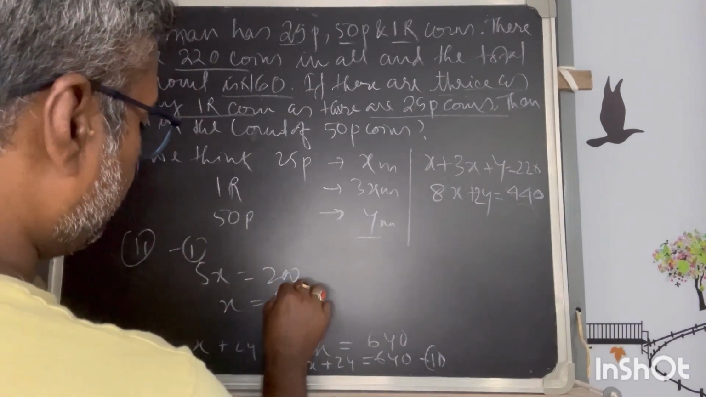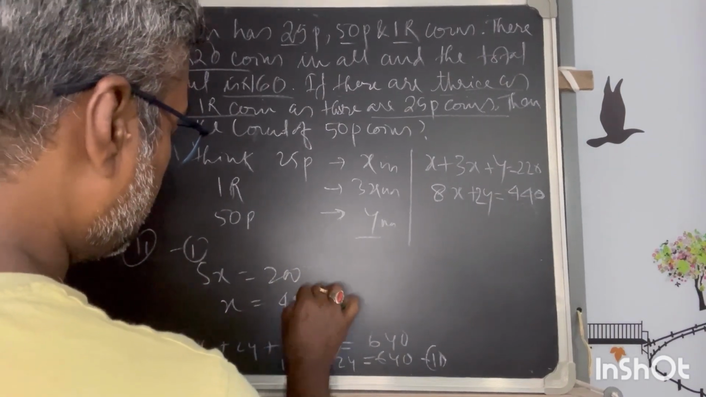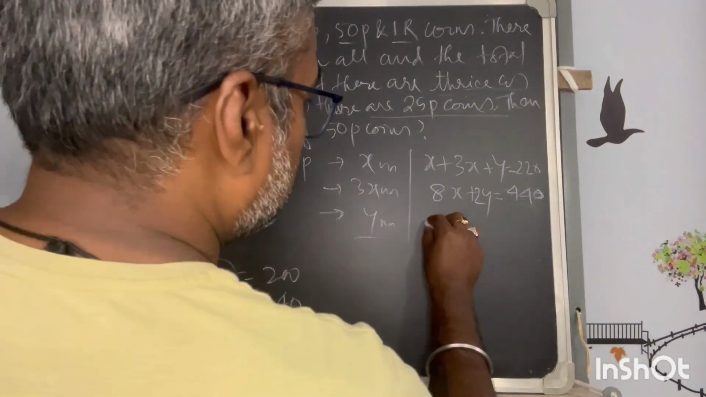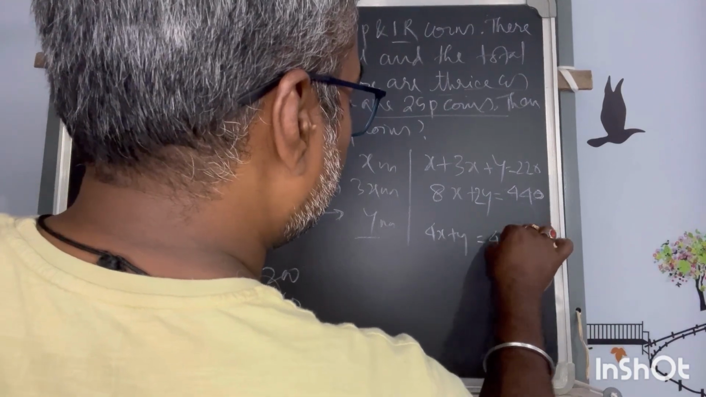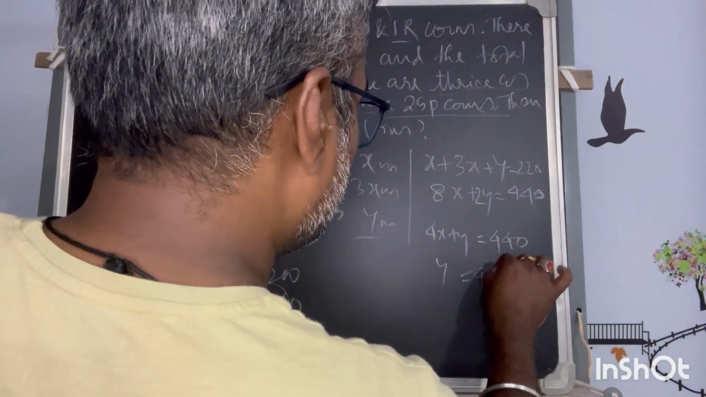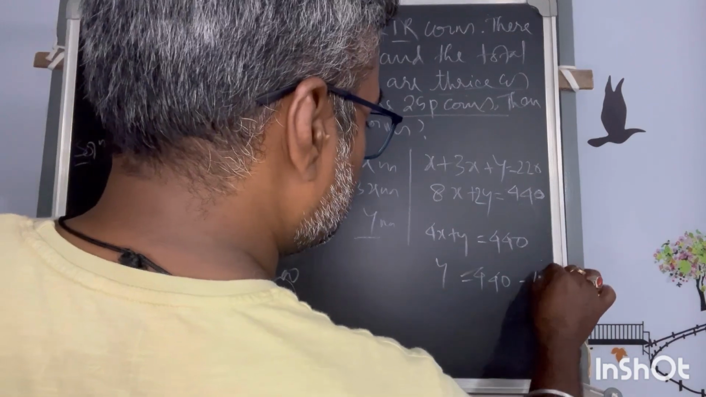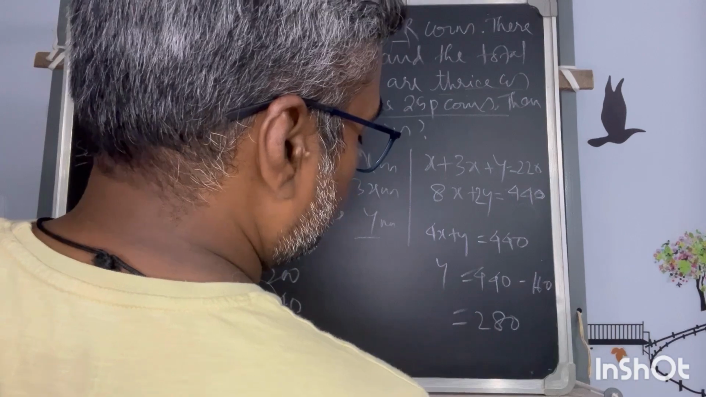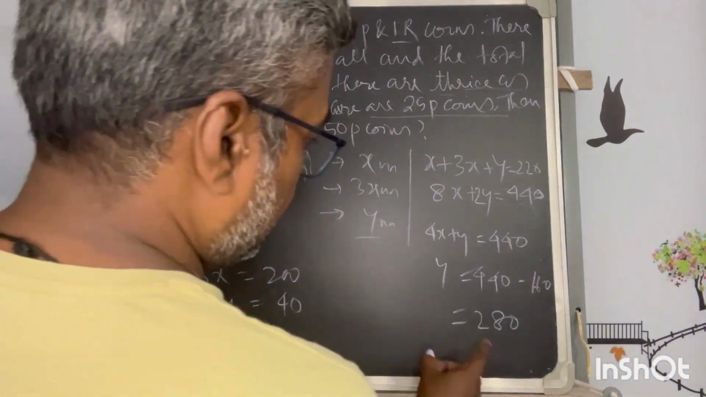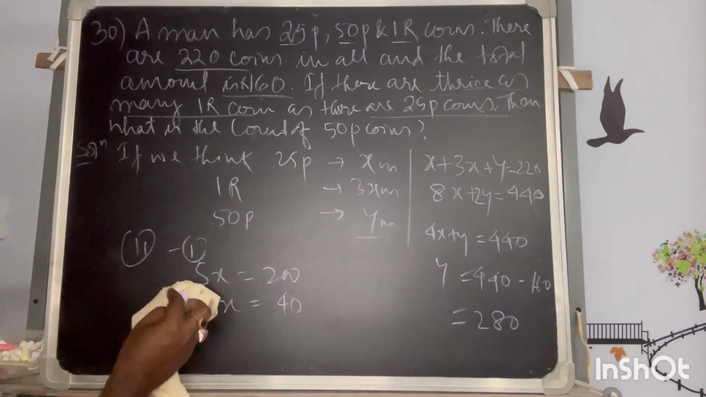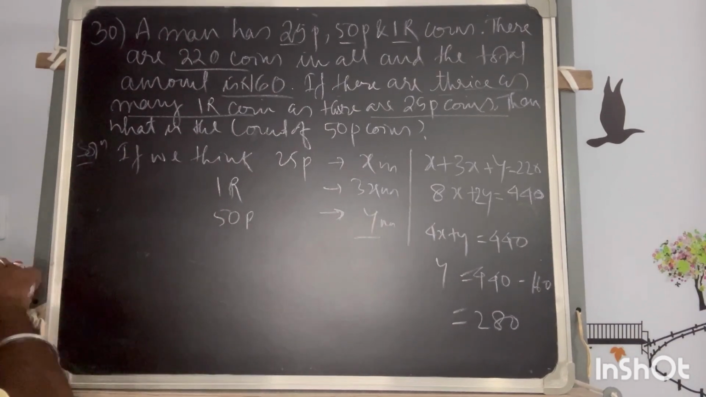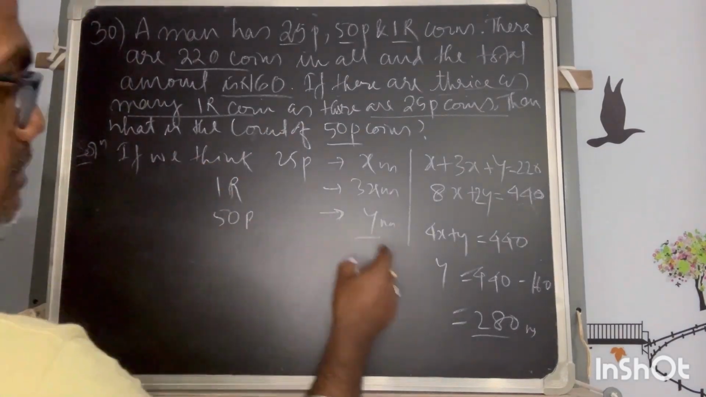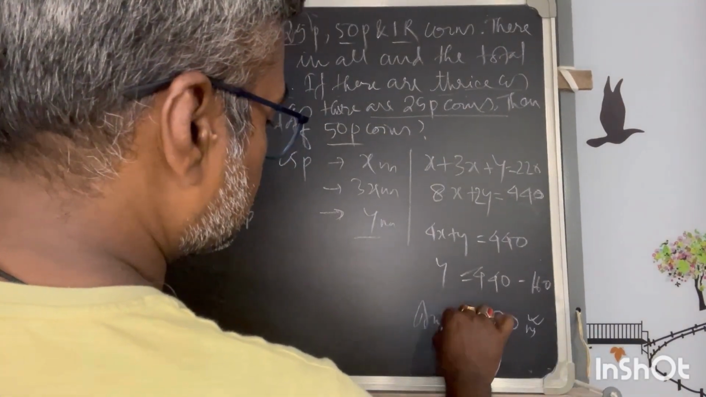So x is definitely how much? 40, sorry. Once you get x, you can put it in the original equation 4x plus y is equal to 440. So y is equal to 440 minus 40 into 4, that is 160. So this is how much? 280, I suppose, isn't it? y is equal to 280. Fine. The value of y, which we have taken as the count of 50 paisa, is the need of the question. So this is your answer.